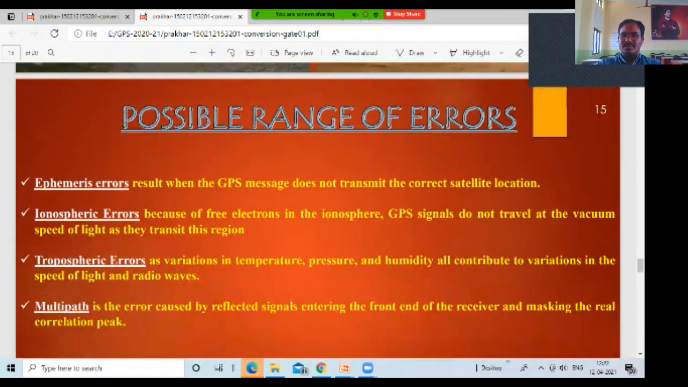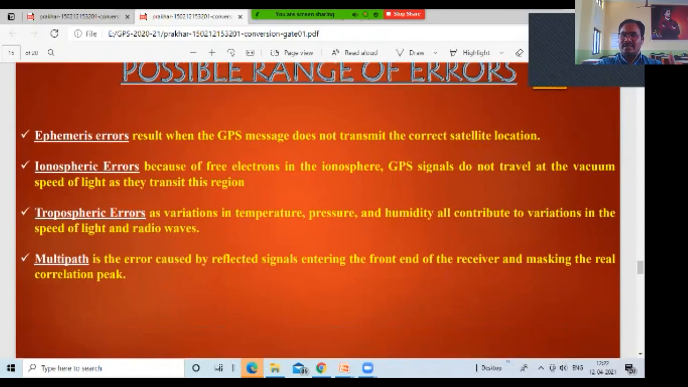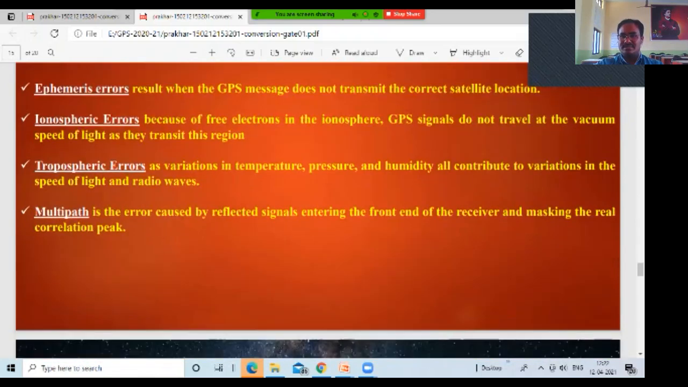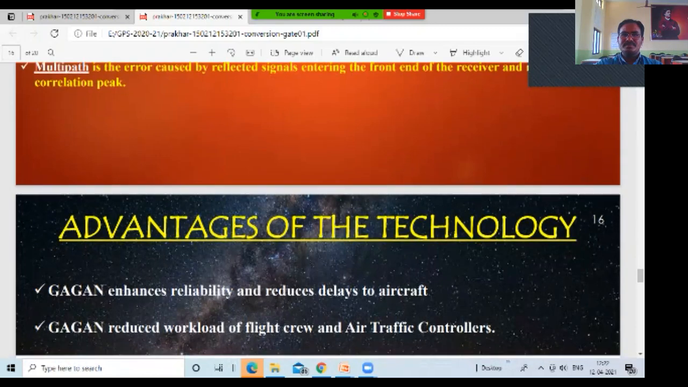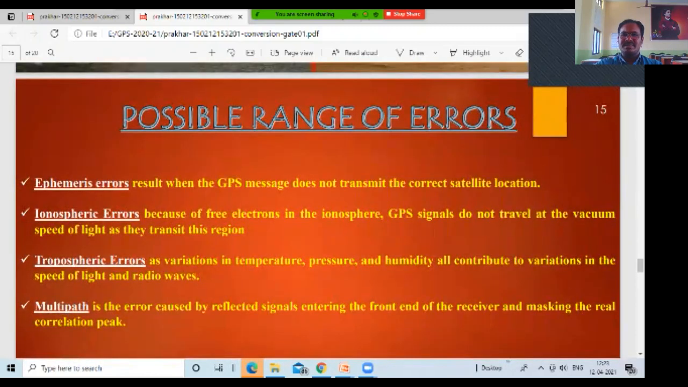So errors, I'll take up in unit 4, because this cannot be completed in the 5 minutes of time we have. These are just for the namesake: ephemeris errors, ionospheric errors, tropospheric errors, and multipath errors. These are the 4 types of errors. We are going to learn about them in detail in unit 4.